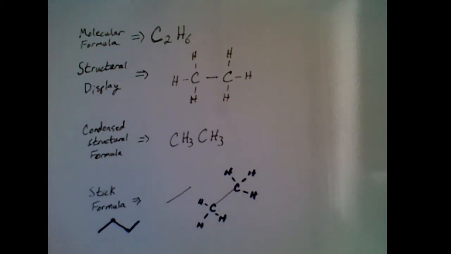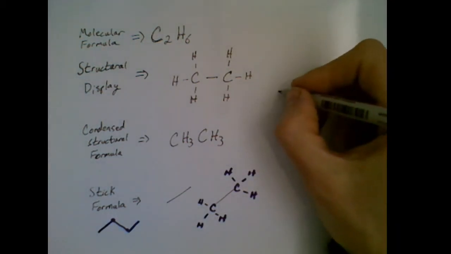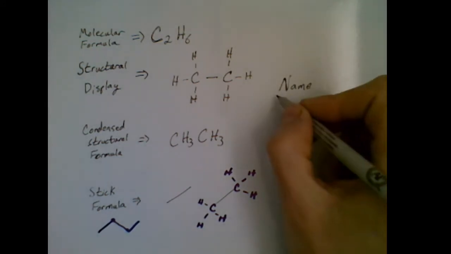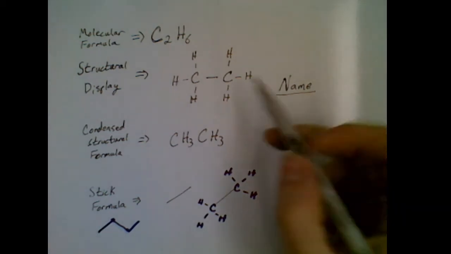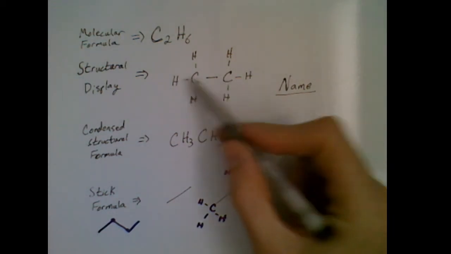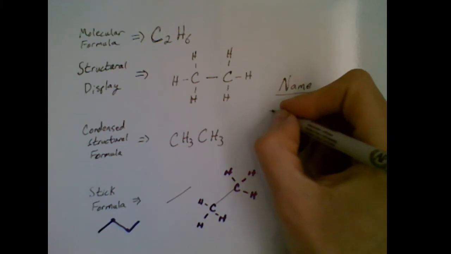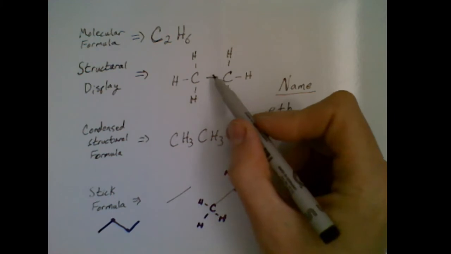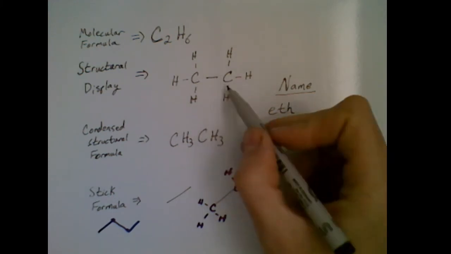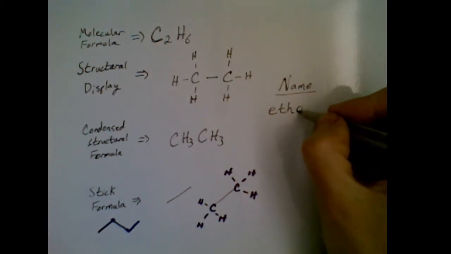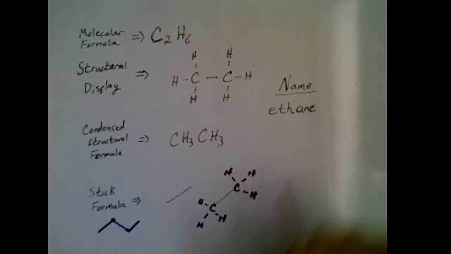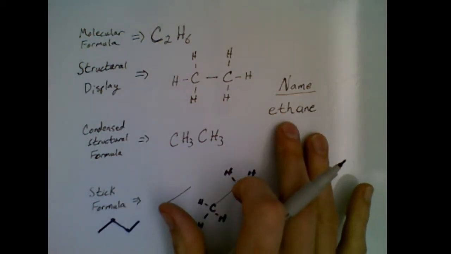Now, we should probably talk about how to name this thing. In organic chemistry, there is only ever one way to name a molecule. And so this molecule has 2 carbons that make up the longest chain, and that means we use the prefix ETH. And because there's only a single bond connecting the 2 carbons, it means we use the ending ANE. And so this is how we write the name for something that is an alkane.